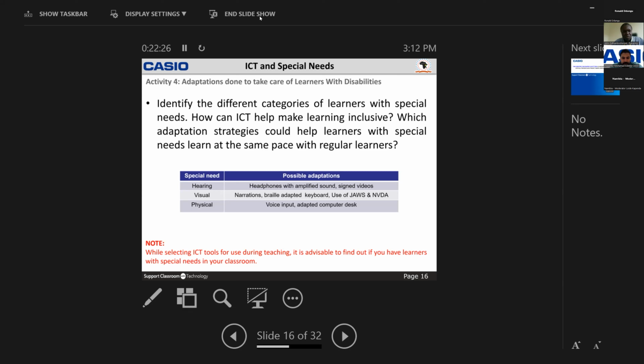We note that while selecting ICT tools for use during teaching, it behoves the teachers to use devices that help learners learn, especially if they have issues to do with special needs. At this point, we want to refocus, and I'll invite my friend Eden, who is presenting from far away in the Middle East, to refocus us on the special tool called Casio Calculator. My friend, welcome. Karibu sana.